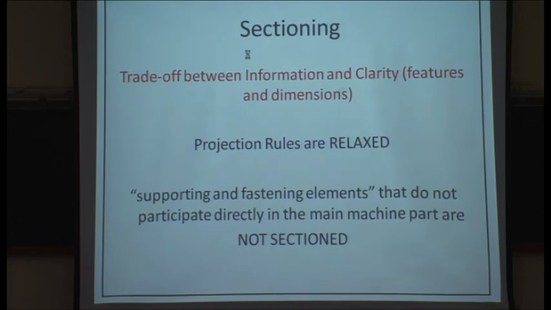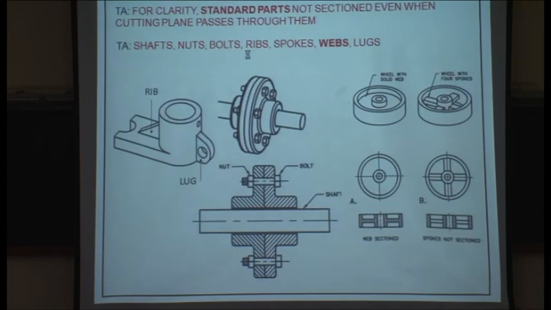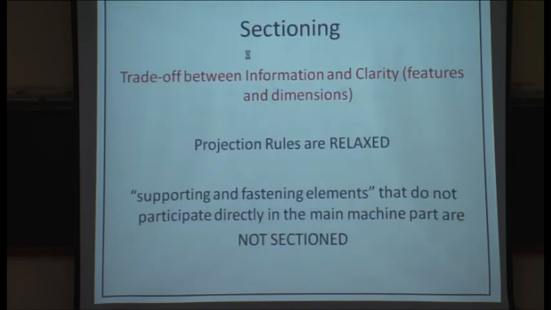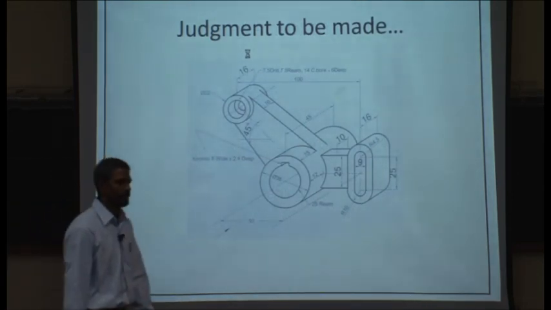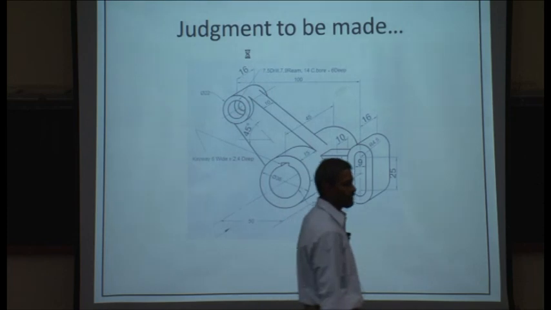Supporting and fastening elements that do not participate directly in the main machine part are not sectioned. Essentially, I refer to ribs, lugs, bolts, nuts, spokes, shafts. These are not sectioned. But then there's this big question: when do you decide what to section and which part?